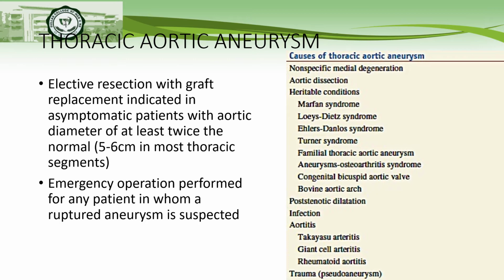The causes of thoracic aneurysm are diverse and are listed in the table that you can see here. So there is degeneration of the medial segment, dissection, heredity also plays a role, infection, trauma, and post-stenotic dilatation are also causes. But whatever the pathologic process is, they share the final common pathway of progressive aortic expansion and eventual rupture.